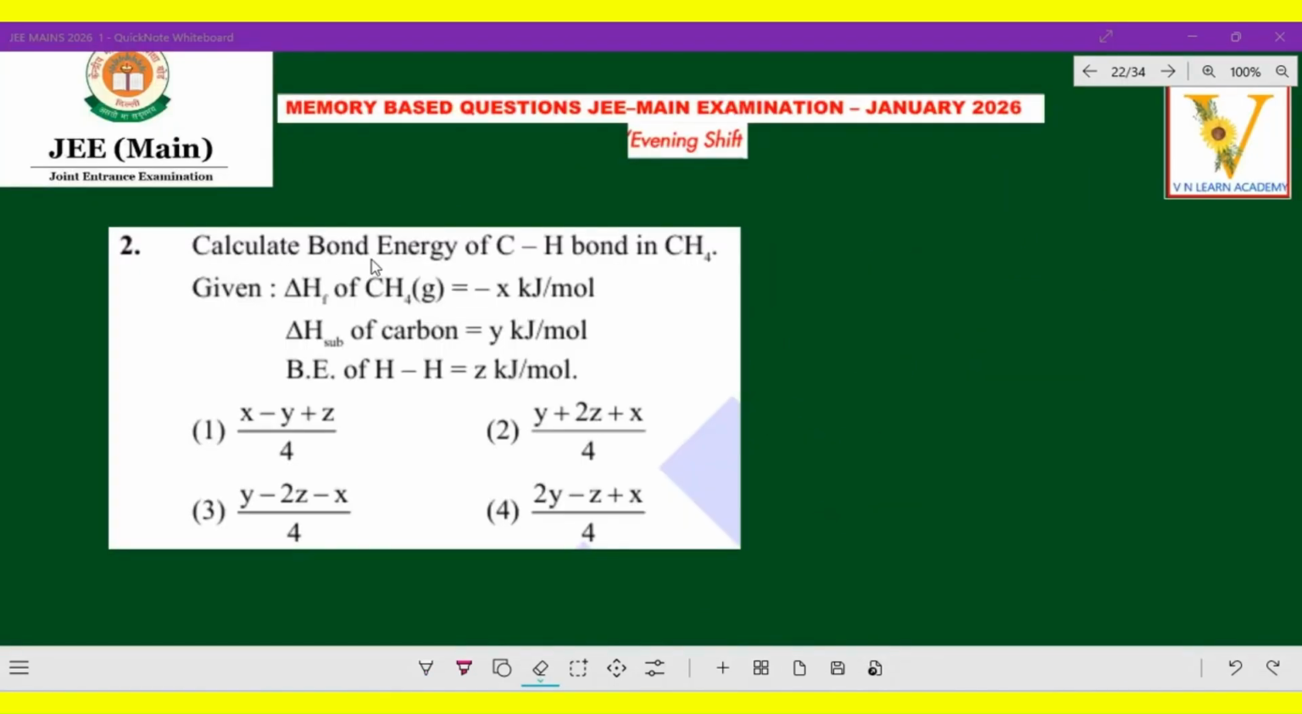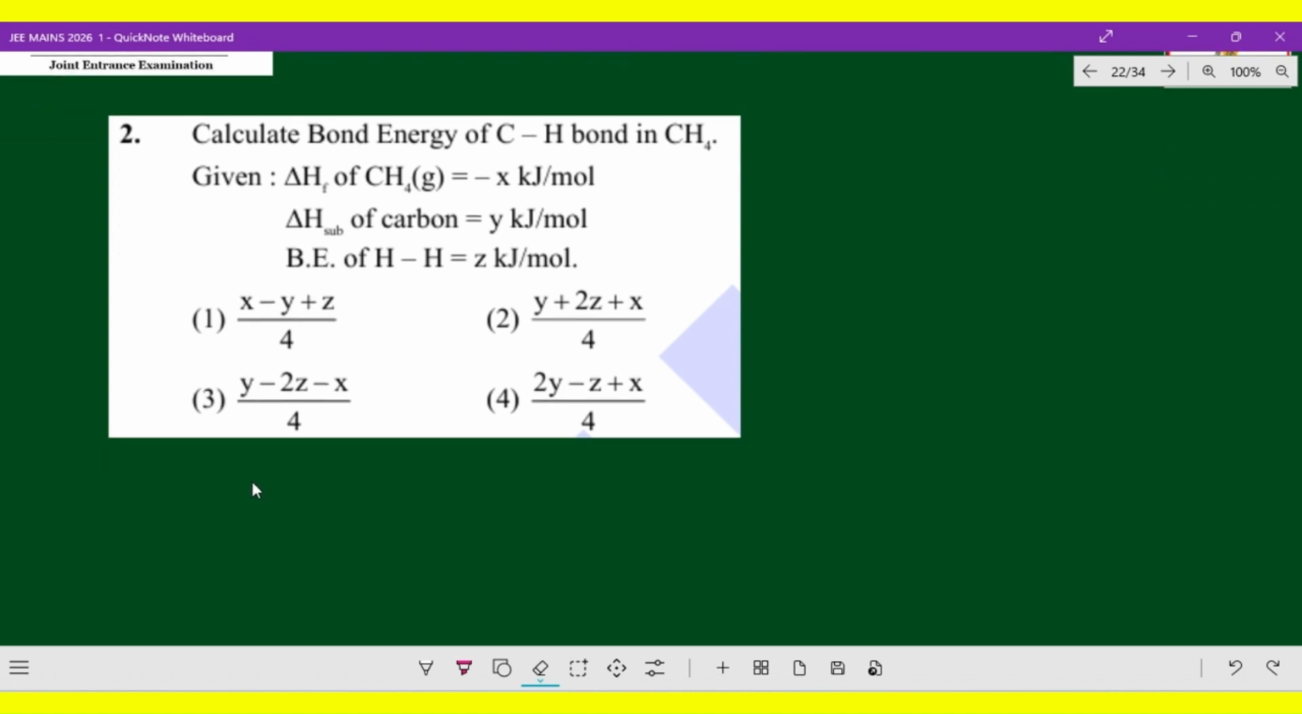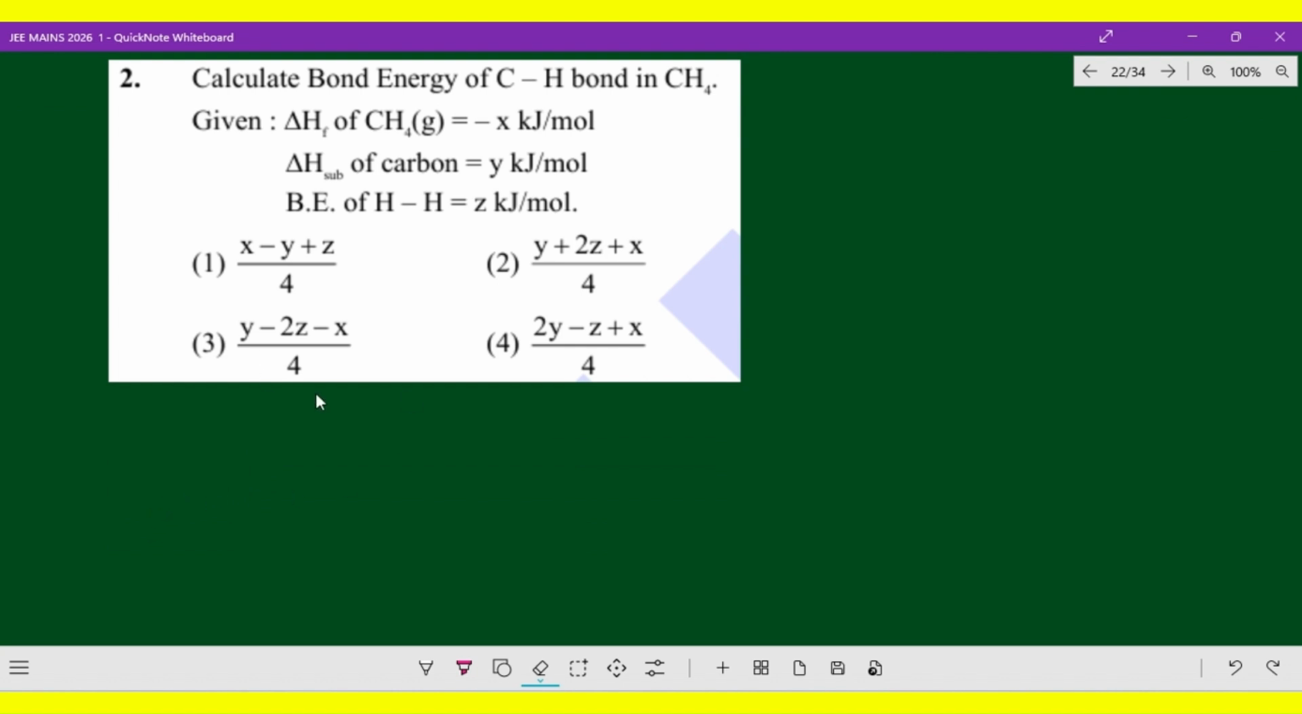The next question: calculate the bond energy of the carbon-hydrogen bond in CH4. The given data: delta H formation of CH4 gaseous is equal to minus X kJ per mole, delta H sublimation of carbon is Y kJ per mole, and bond energy of hydrogen is Z kJ per mole. Okay, now when we are looking at this question, we can bring that equation so that you will get a clearer idea about what formula we can use.